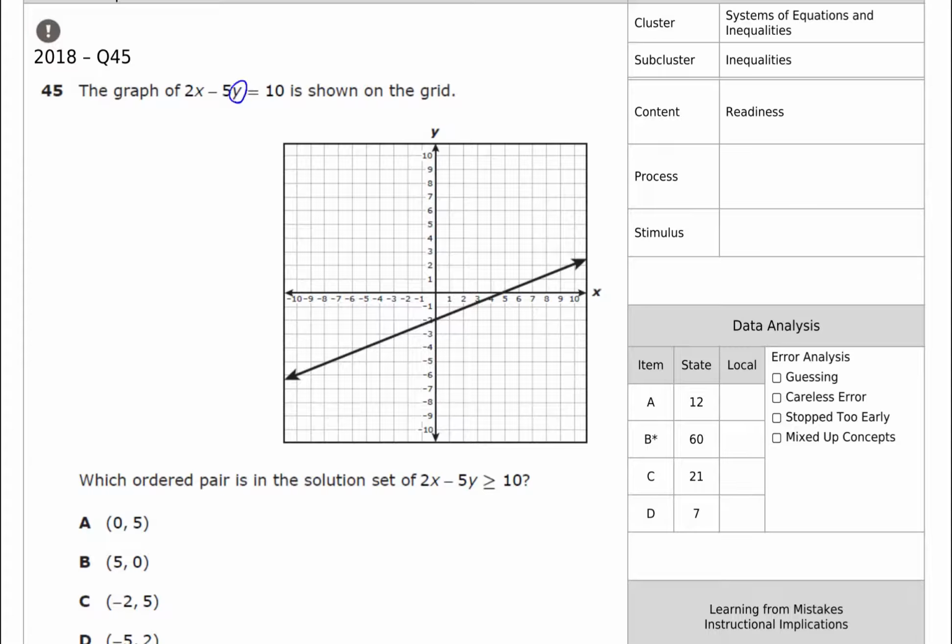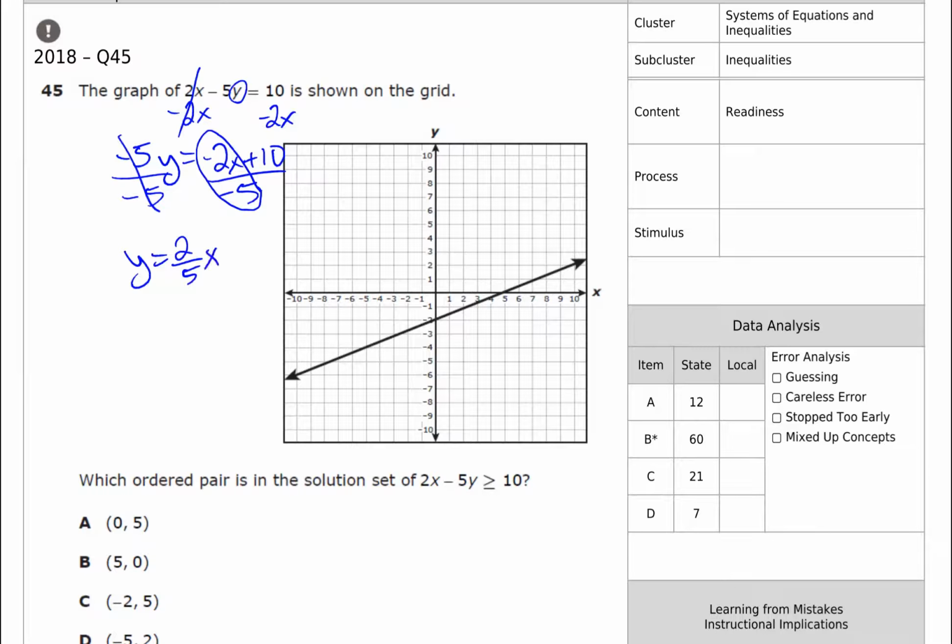We want to get the y on its own. We always get rid of this x part first. Minus 2x, minus 2x. Negative 5y is equal to negative 2x plus 10. Divide by the coefficient. Divide by negative 5. Y is equal to a negative 2 divided by a negative 5. Cancel the negatives, and it's 2/5 x. Positive 10 divided by negative 5 is negative 2.